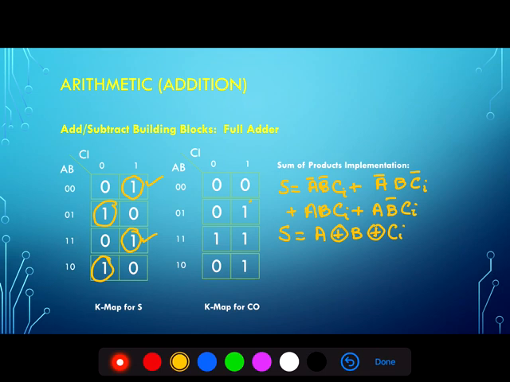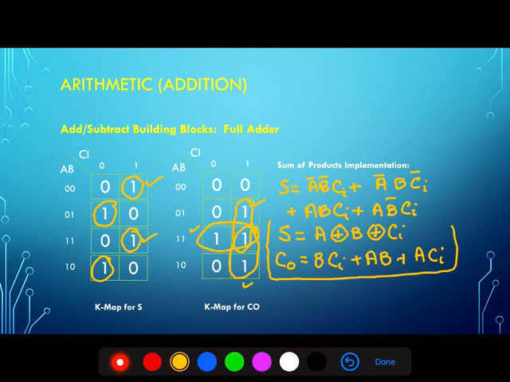The carry bit has these 3 groupings of 2. In the carry out, we would expect 3 terms, each containing 2 variables. This first grouping will simply be B times Ci. The next grouping here will be A and B. And the last grouping here will be A and Ci. So these are our expressions for the sum output and the carry output of our full adder.